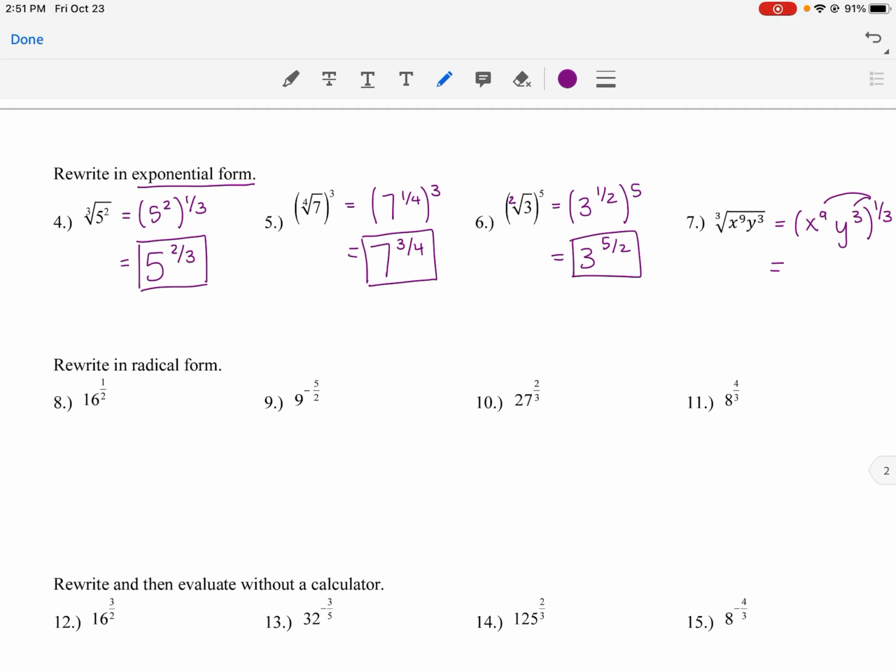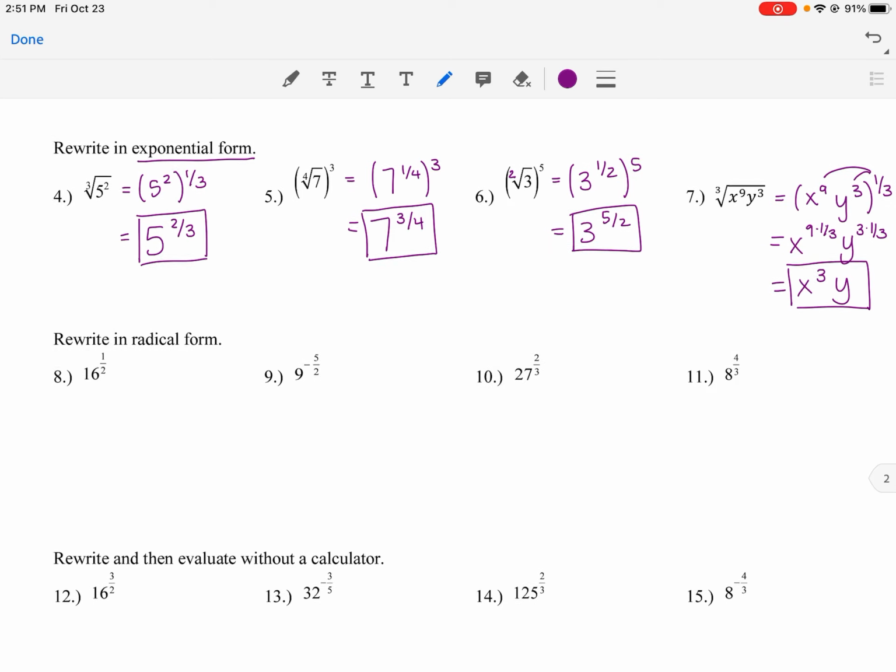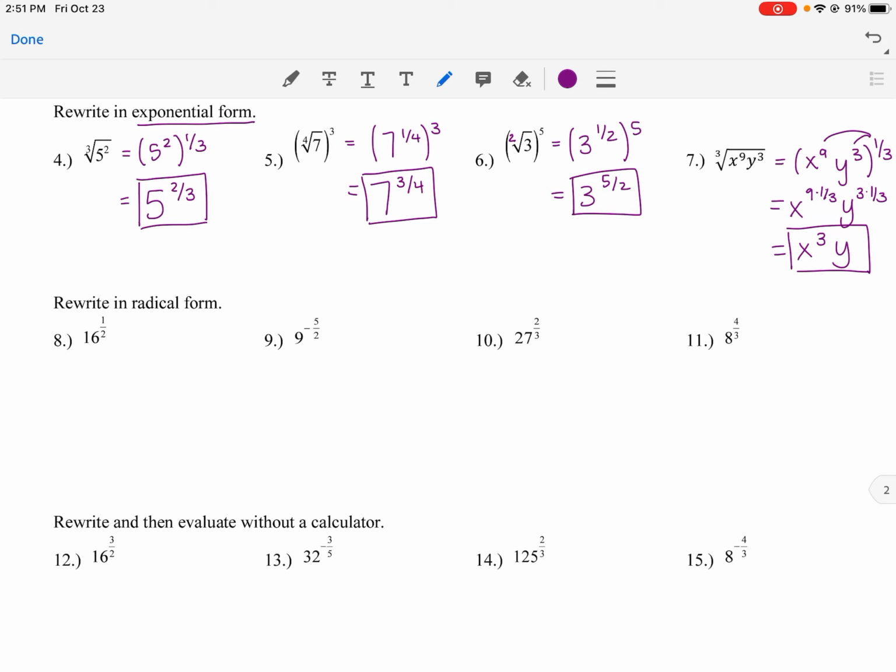We're going to multiply that. So x to the 9 times a 3rd and y to the 3 times a 3rd. So we end up with 9 times a 3rd is 3, so x to the 3rd. And then 3 times a 3rd is just to the 1st, so x cubed and then the y. Okay, rewrite in radical form.